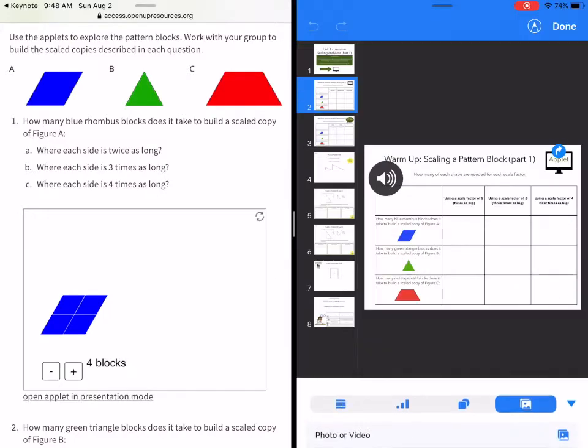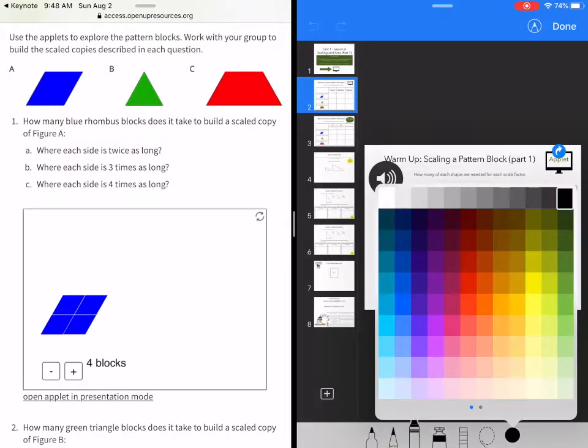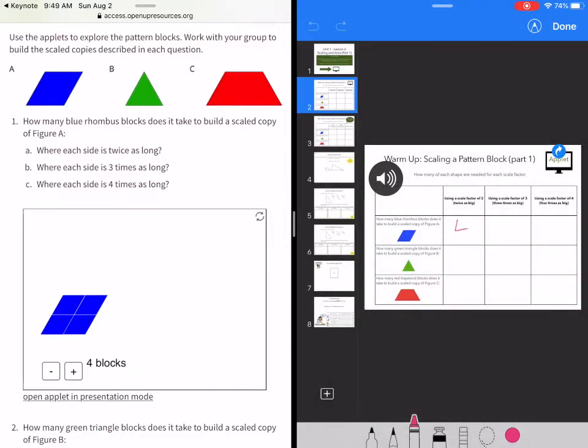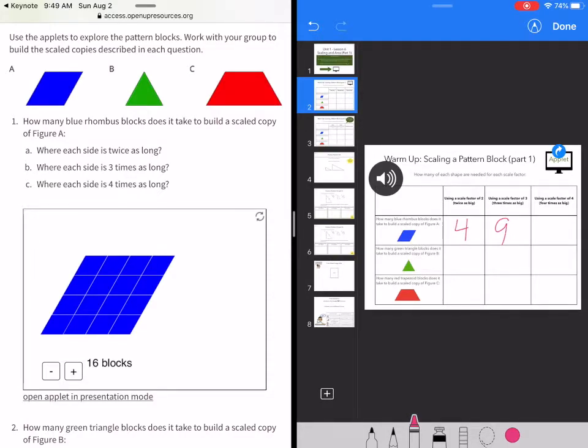So I'm going to use my drawing tool. Now if I wanted to make it 3 times as big, that means I would need 3 across the bottom, 3 across the middle, but then I would need it to be 3 high. So I would need 9. And then if I wanted to make it a 4, I would need 4 across the bottom and then 4 high. So I would have 16 blocks.